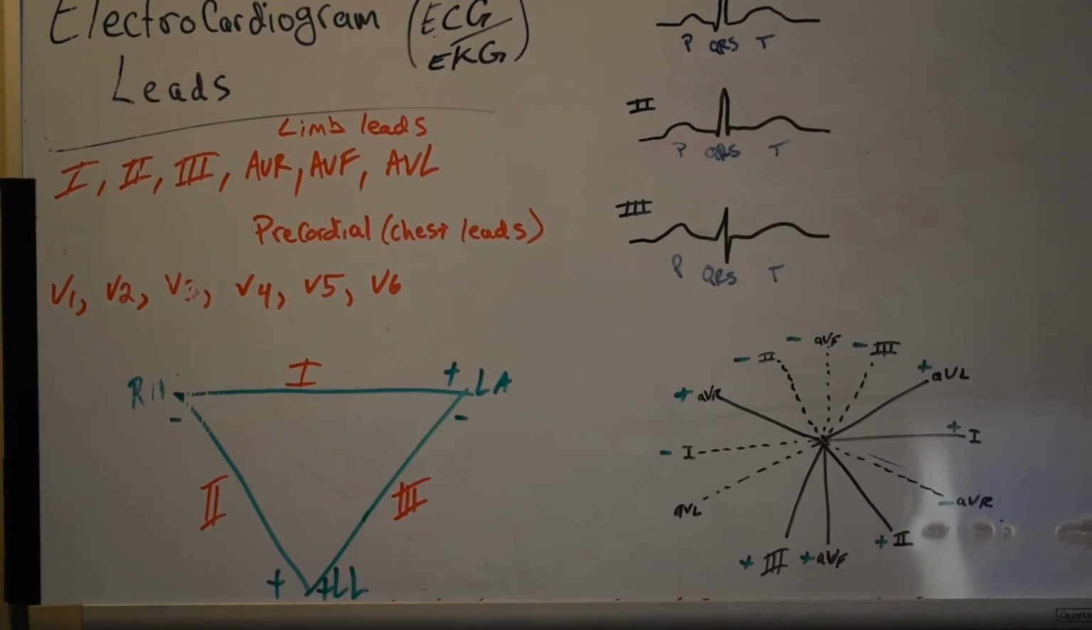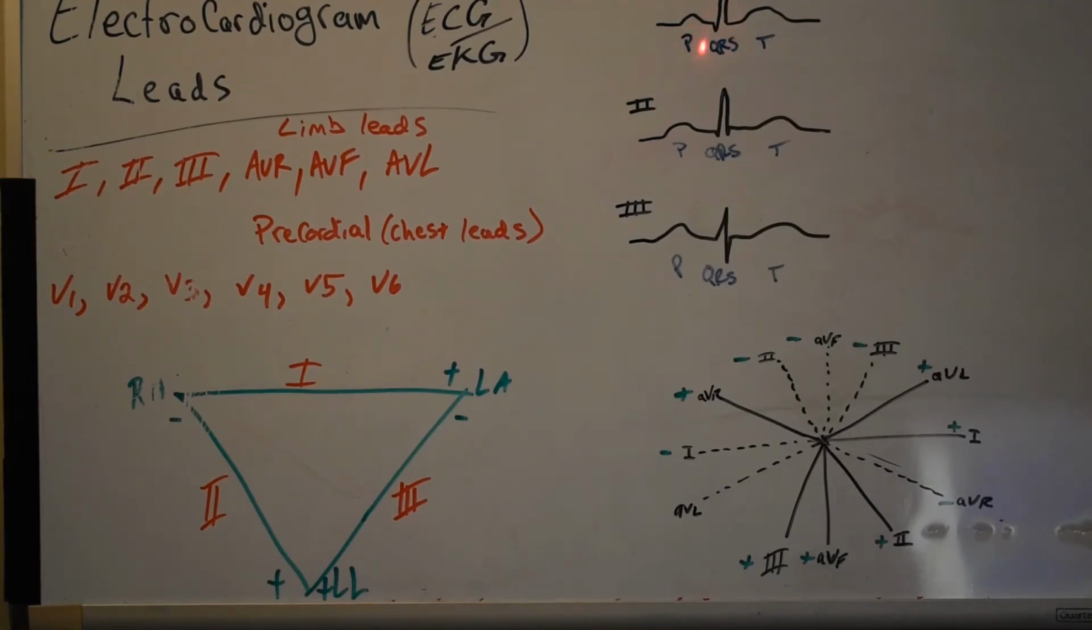Now, lead 1 is going to measure the difference. So if you look at this triangle, you have lead 1 up here, lead 2, and lead 3. Each lead has a negative side. I got erased over here, but these are both negative ends. So lead 1 has its negative end on the right arm and its positive end on the left arm. So when we look at lead 1 on an EKG, we see all positive deflections.